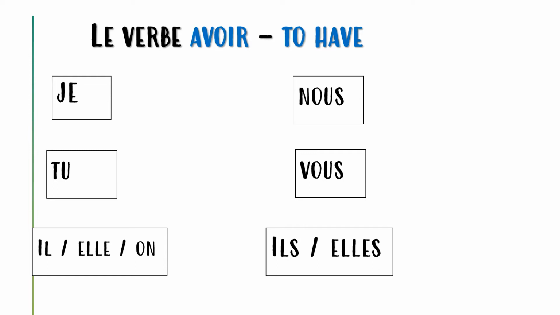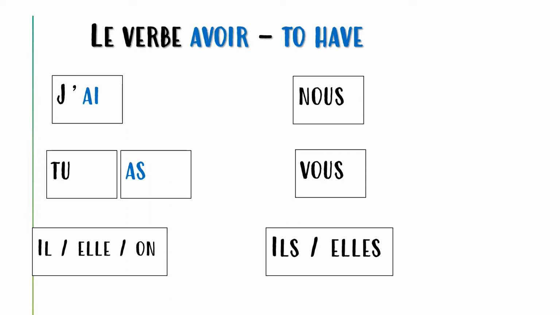Alright, so how do we conjugate the verb avoir with our good old regular French pronouns? First of all, we get je. We drop the E from the je and put a J apostrophe. Why? Because the je, E would be directly interacting with the A from avoir, and that's not allowed. So we drop the E, add an apostrophe, and we get j'ai. Next, we get tu as.